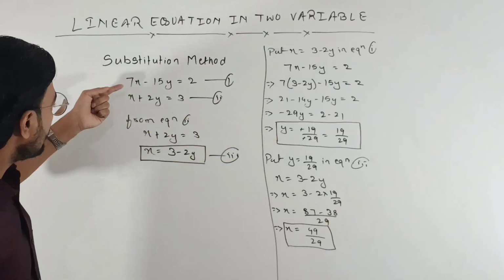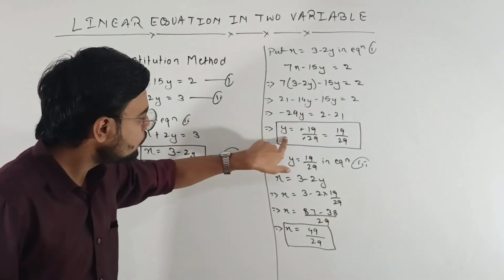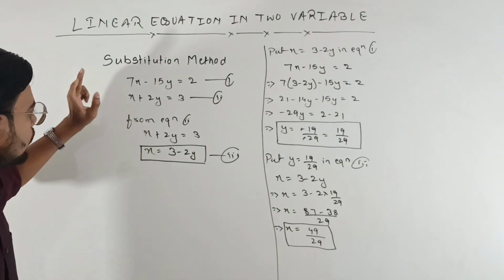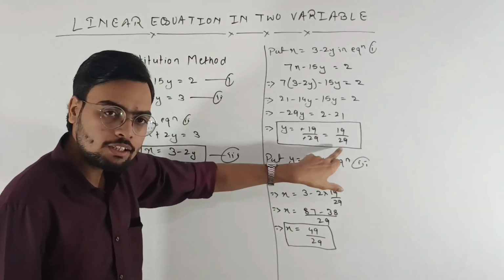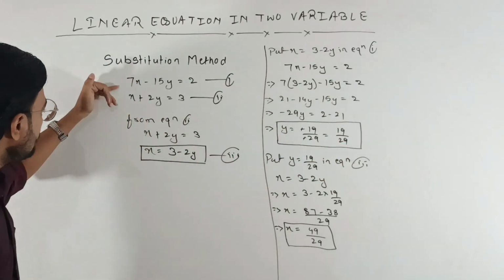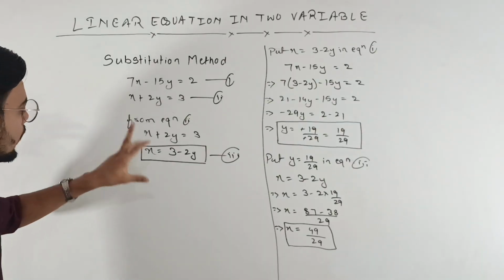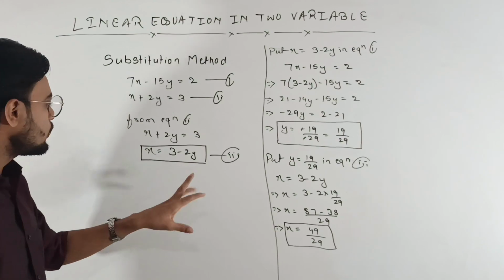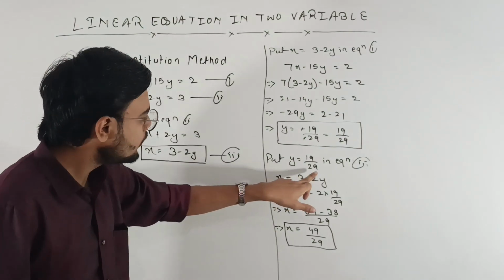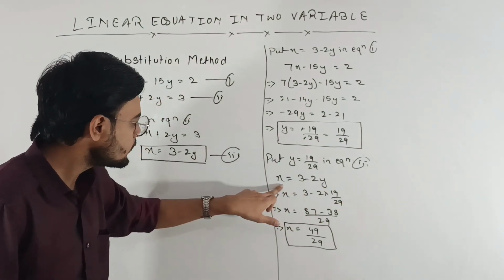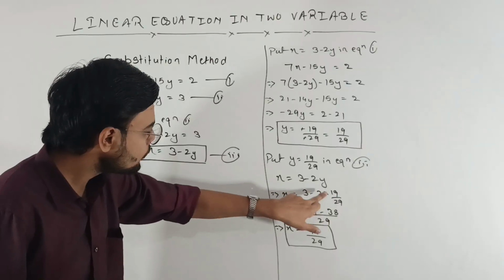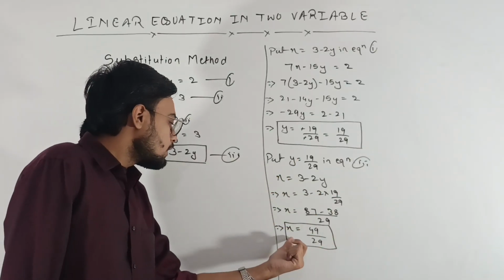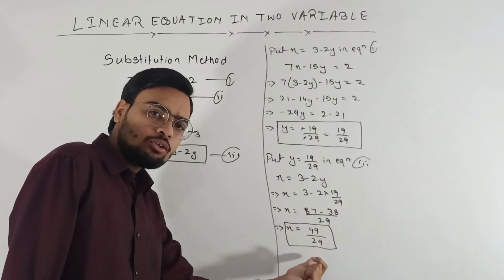Now I have y. I also find x, then I put this value of y, 19 upon 29, in equation number 3. You can also put it in 1 or 2. Okay, you can put this y = 19/29 in either 1, 2, or 3. So I put it in equation 3. Why? Because this is easy. Now y = 19/29 in equation 3. So x = 3 - 2y. In place of y, I put 19 upon 29. Then solve this, and we get x = 49 upon 29.